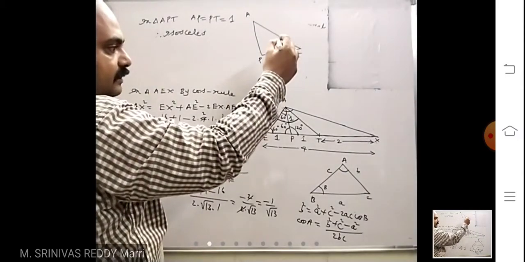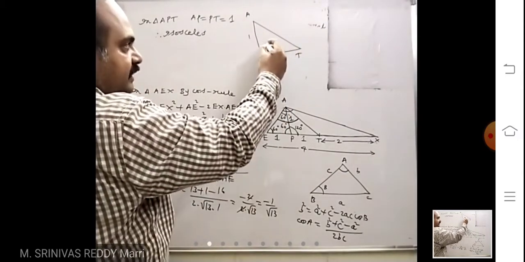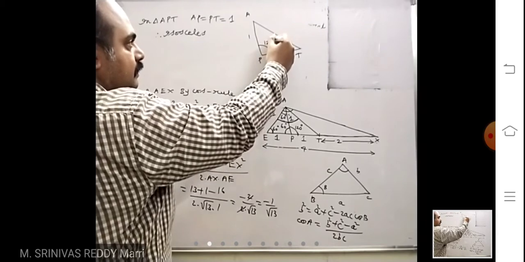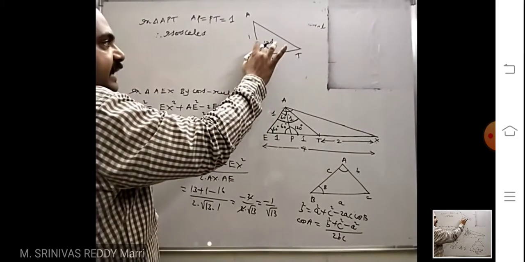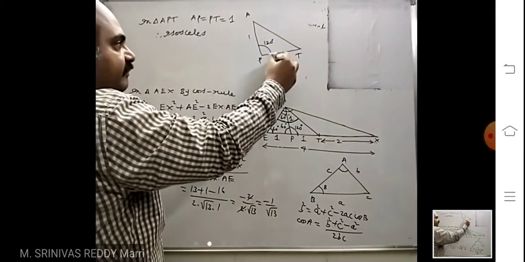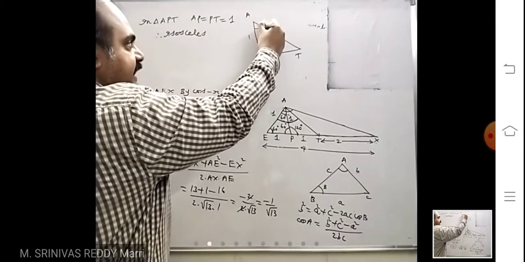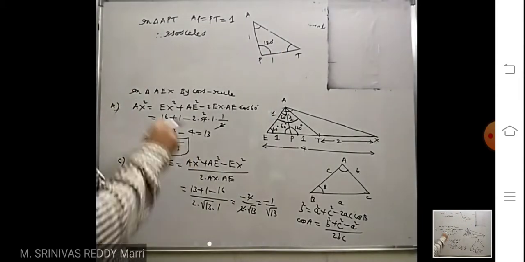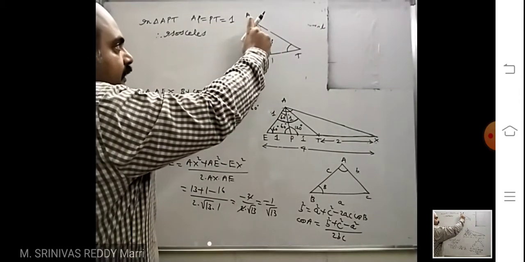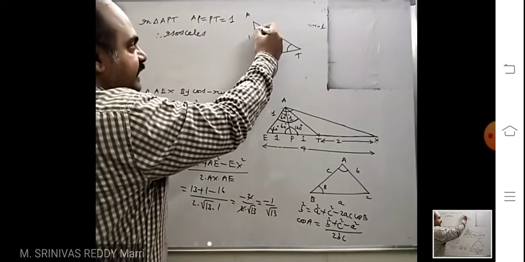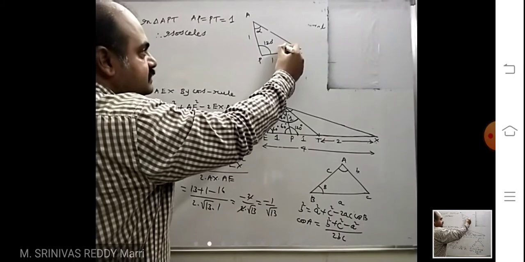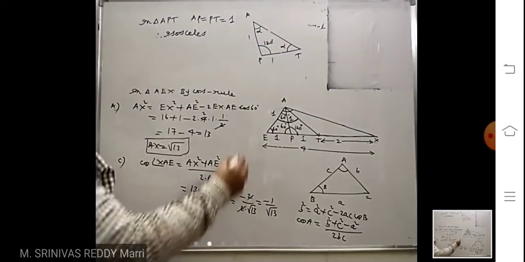APT, right? So this is 1, this is 1. This angle is 120 degrees. This angle is 120 degrees. So the equal sides are these. These are called base angles. In an isosceles triangle, base angles will be equal. Let us say this is alpha, this is alpha.